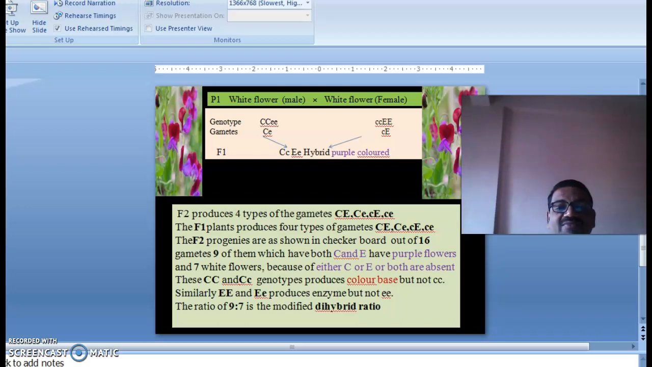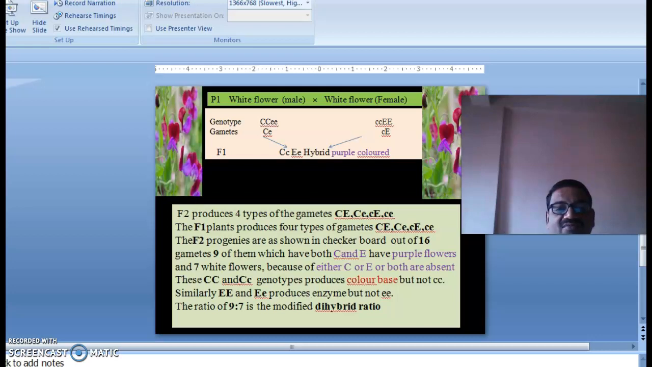But the F1 plant produces four types of gametes in the F2: capital C, capital E; capital C, small e; small c, capital E; and small c, small e. The F1 plant produces four types of gametes. The F2 progenies are shown in the checkerboard.